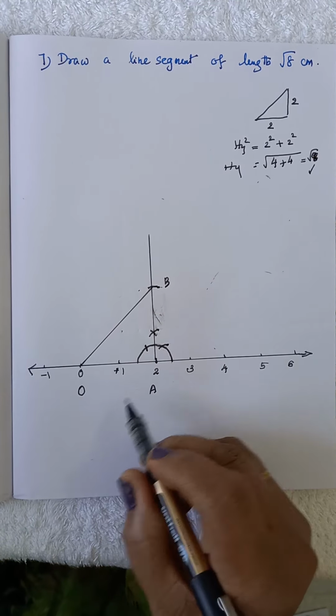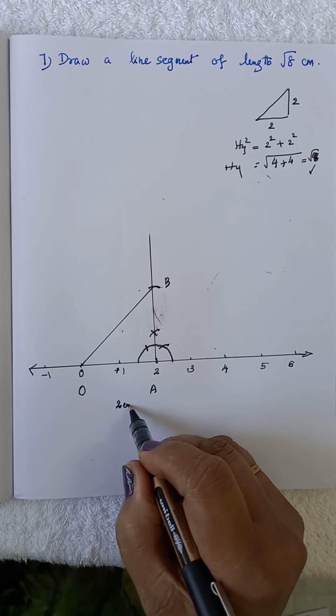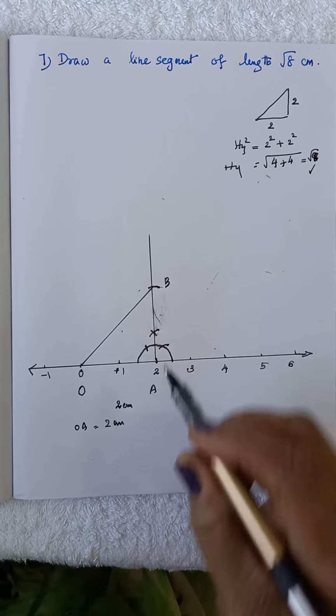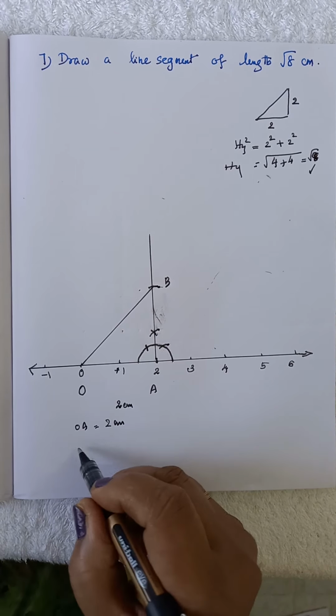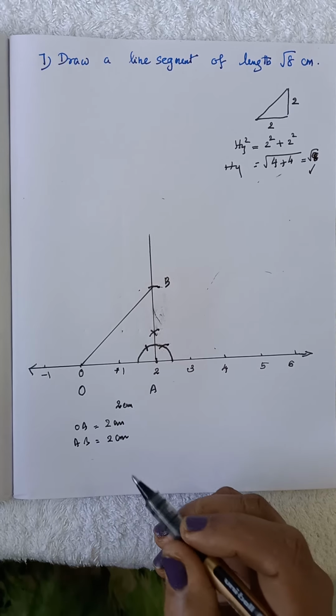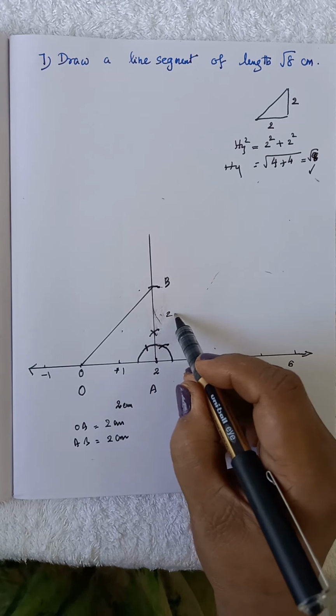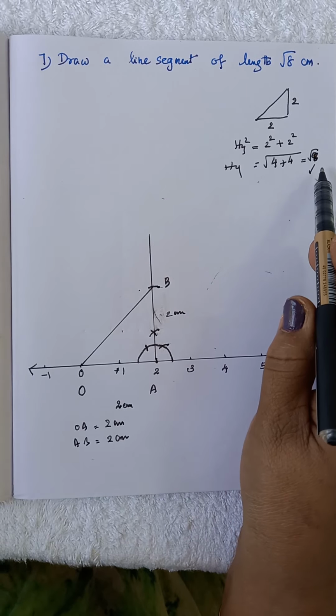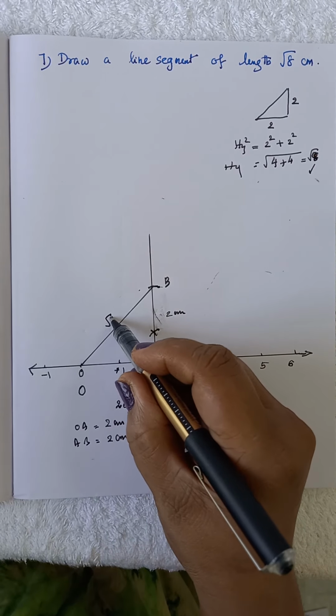Now what is this base? Base is 2 centimeter. That is OA, that is 2 centimeter. And what is this AB? AB, that also we took as 2 centimeter. Now what is the hypotenuse? Hypotenuse is like this, root of 2 square plus 2 square, that is root 8. So this length is root 8.